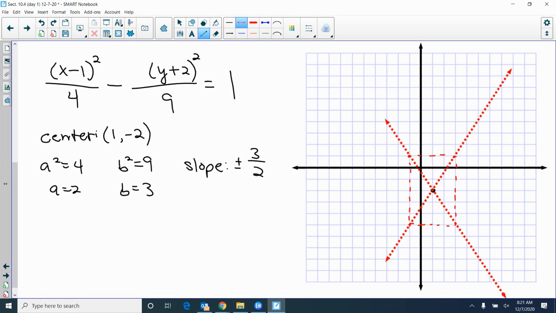And since it opens up left and right, the A value tells us how far to go. That's also another reason I draw that box, because that's where my vertices will be. They'll hit right on that box, if I've drawn everything correctly. And so now I have enough information to actually sketch it.